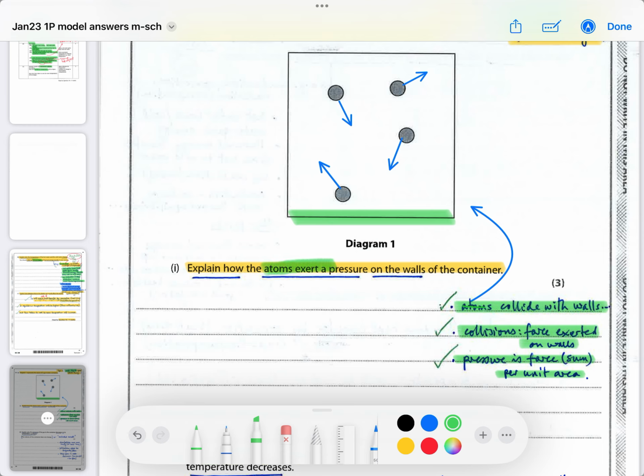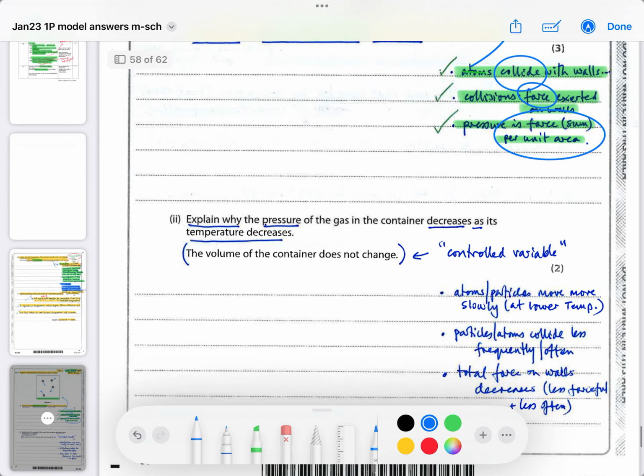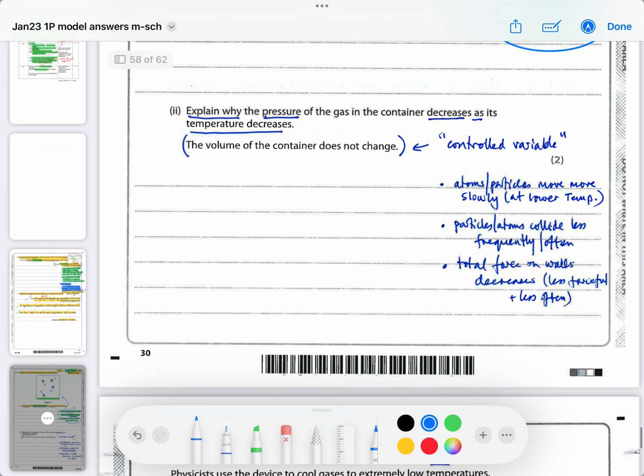Atoms exert pressure by collisions. So the key words you want to include in your notes are collide, forces, collisions are equal to forces, and force per unit area. That's what pressure is. It's a microscopic understanding of the molecular, atomic, or particle movement. Okay, next part.